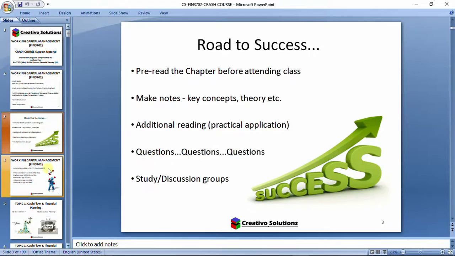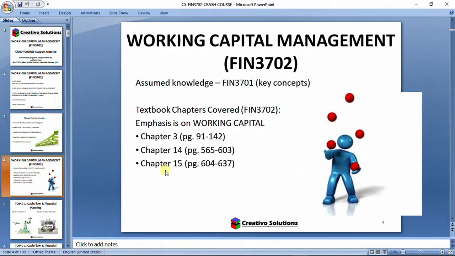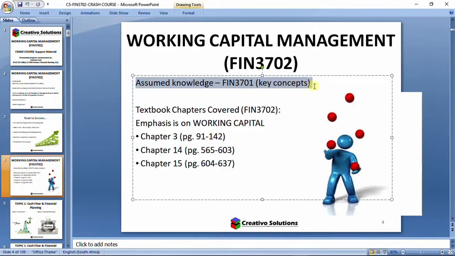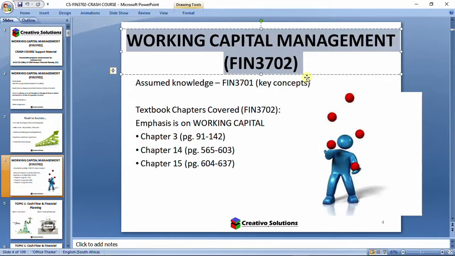Yes, perfect. All right, so I'm going to start off just looking at some assumed knowledge. The nice thing about having completed FIN3701 is you have all the basics. You do need to look at some of those chapters, and just remember that when you're looking at this module, the emphasis is on working capital. This is looking at short-term capital management. So in other words, you're looking at things like current liabilities, current assets.